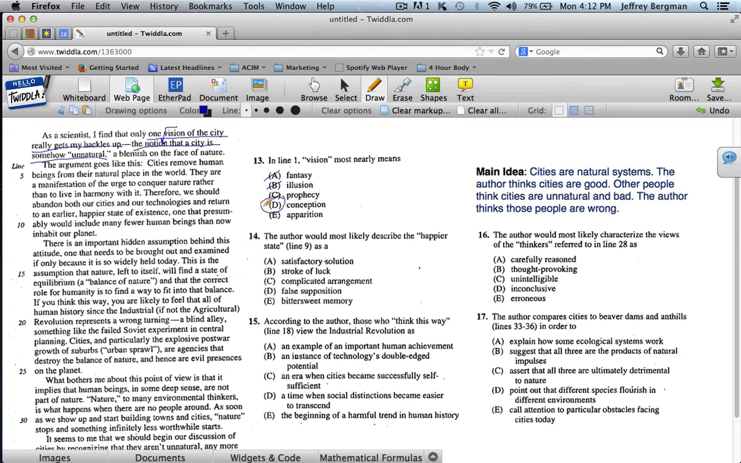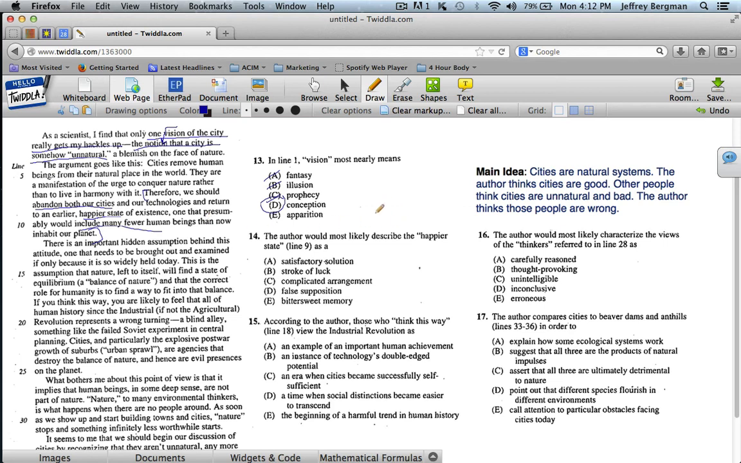Okay, question 14. The author would most likely describe the happier state in line 9 as a. So let's look at it. We're going to read the whole sentence. Therefore, we should abandon both our cities and our technologies and return to an earlier, happier state of existence. One that presumably would include many fewer human beings that inhabit our planet. So the happier state is one that would include many fewer human beings and an abandonment of our cities.